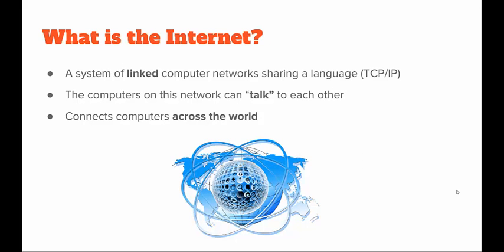So what is the internet? Well, the internet is a system of linked computer networks which share a common language, something called TCP/IP, which we'll delve into a bit more later. The computers on this network talk to one another using this TCP/IP language, and the internet, being the largest network in the world, connects computers across the world, even if they exist on very different or heterogeneous networks. We use the internet to allow those smaller networks to communicate across wide distances.